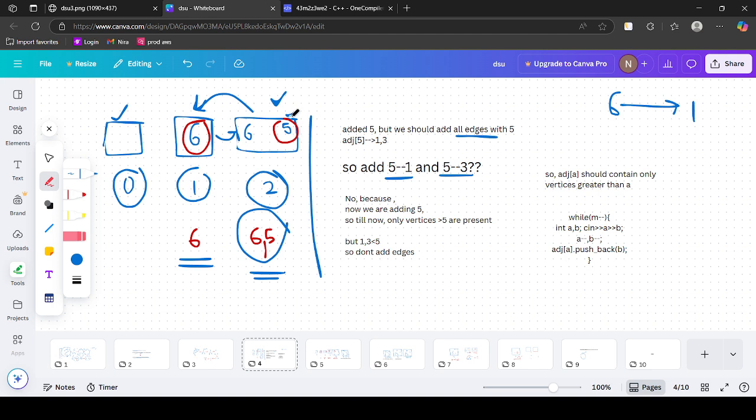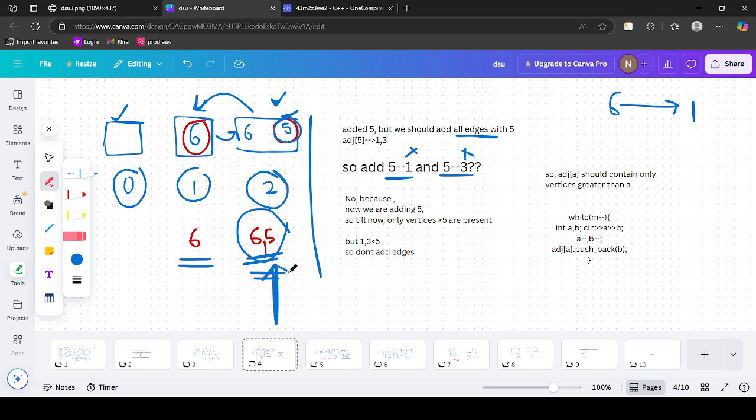So it does not mean that if we have 5, all edges incident with respect to 5 will be there, because for an edge to be there in the graph, both nodes should be there, but here only 5 and 6 are there, but 1 and 3 are not present. So it means that we cannot simply add these edges. Now we are adding 5 at the present stage.